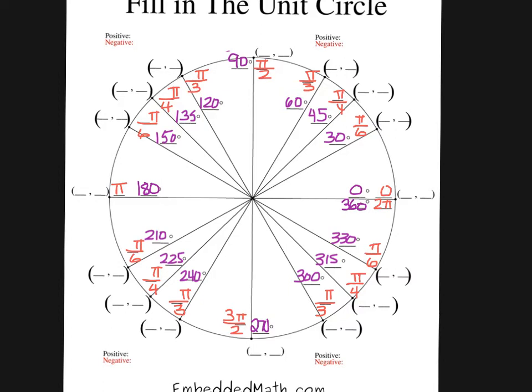What's the pattern for the second quadrant? Numerator is 1 less than the denominator. So this is 2 pi over 3, 3 pi over 4, and 5 pi over 6. Third quadrant is 1 more. So this is 7 pi over 6, 5 pi over 4, and 4 pi over 3. And the fourth quadrant? 1 less than double, or 5, 7, 11. Okay, that's where we left off yesterday.